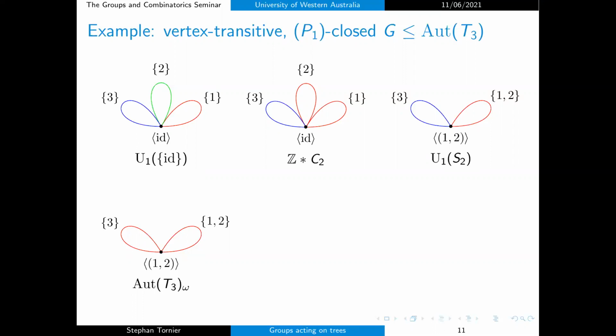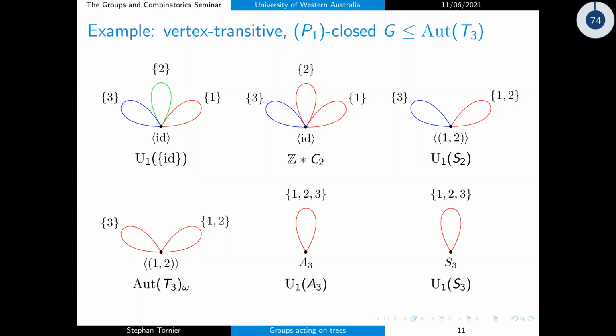But the orbits and the inverses work out differently here. So different local action diagram, different group. And then the other two cases, there's not much to do here. I could take A3 or S3, they're both transitive, so there's only one orbit, one arc labeled by that orbit, and they come from universal groups.